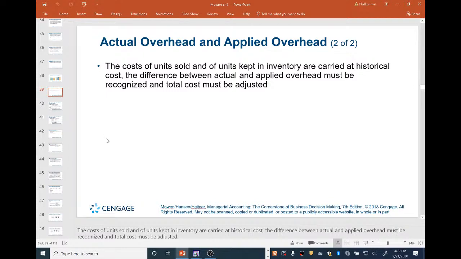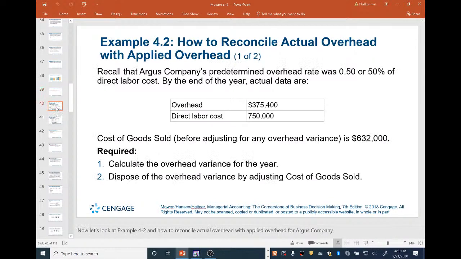So the cost of units sold and units kept in inventory are carried at historical cost. The difference between actual and applied overhead must be recognized, and total cost must be adjusted. So once again, that's what we were talking about right there. Obviously now that we know what we have to do with the variance between the actual and the applied, it has to be adjusted in the cost of goods sold, right? So let's just look at a little example of how we would accomplish that, okay?